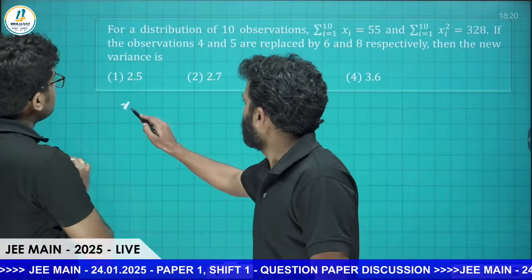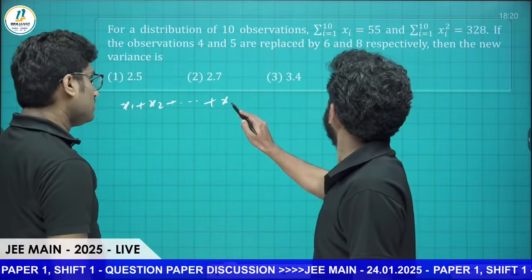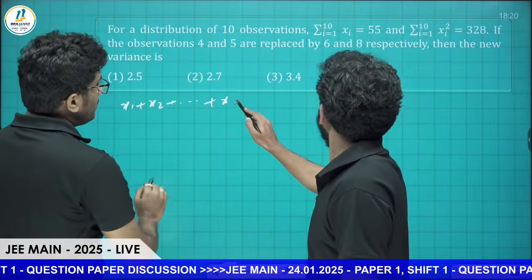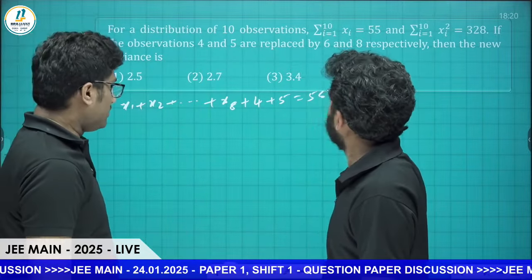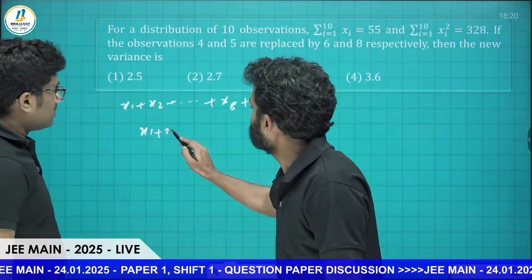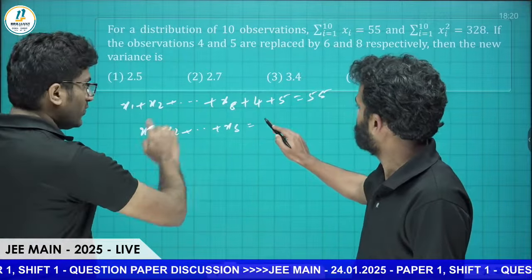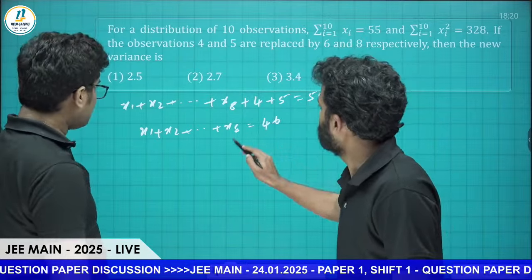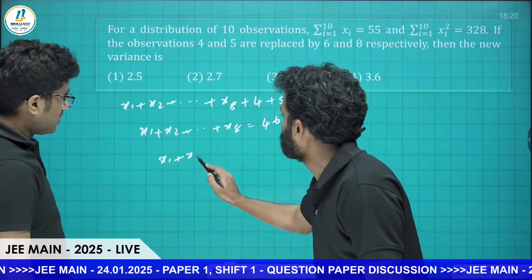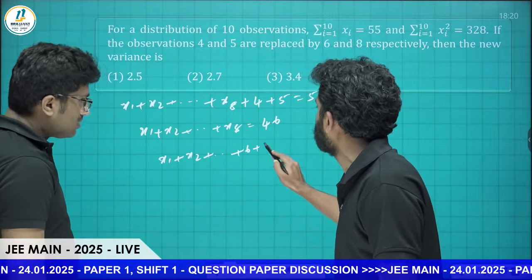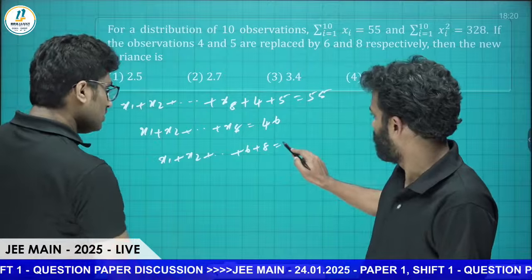That is x1 plus x2 and so on till x10. That is, x1 plus up to x8 plus 4 plus 5 is equal to 55. Therefore, x1 plus x2 plus etc. plus x8 is equal to 55 minus 9, that is 46, right? Therefore, we need to add the 6 and 8, right? So x1 plus x2 plus etc. plus 6 plus 8 is equal to 46 plus 6 plus 8, 46 plus 14, that is 60.